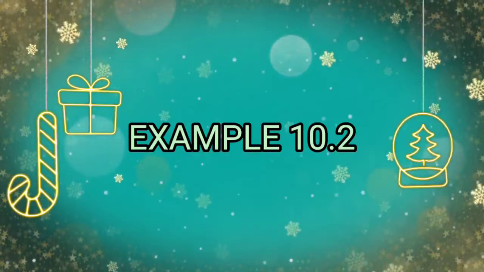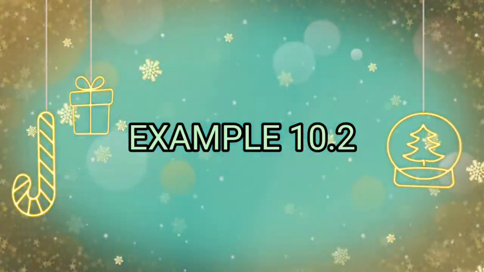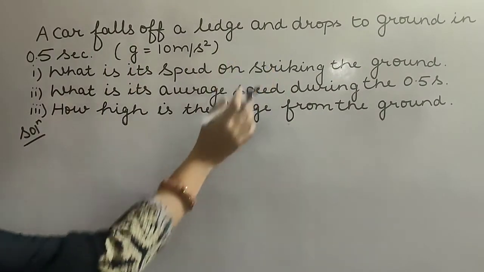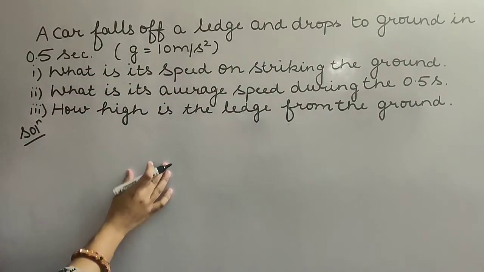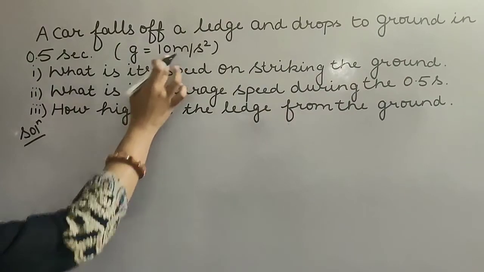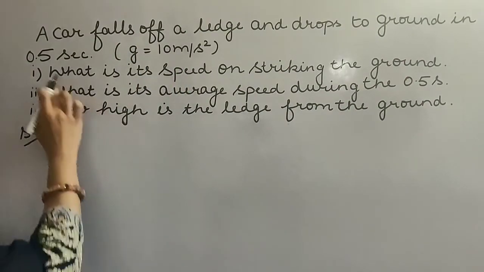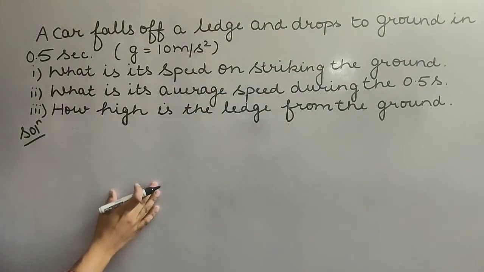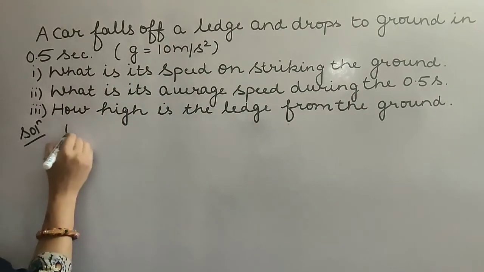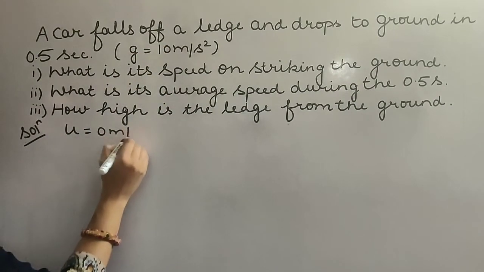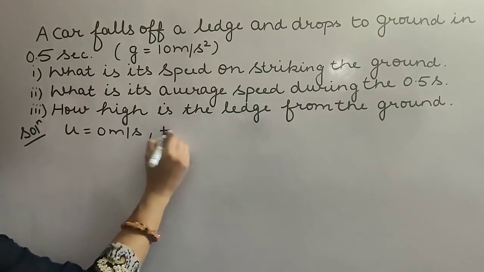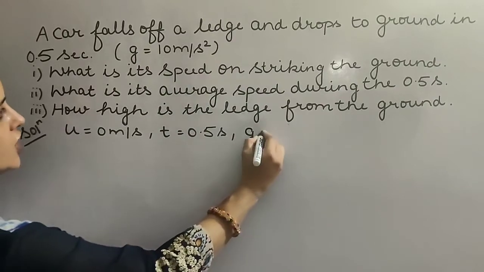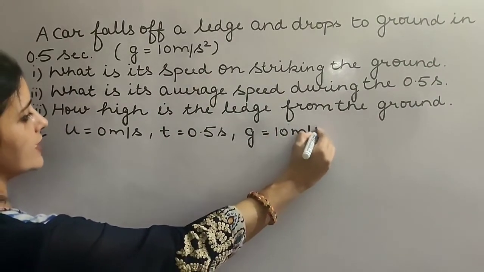Now see example 10.2. A car falls off a ledge and drops to the ground in 0.5 seconds. You have to use the value of g as 10 meters per second square. In the first part, you have to calculate the speed on striking the ground. The initial velocity of the car is 0 meters per second, time is given as 0.5 seconds, and we use g is 10 meters per second square.